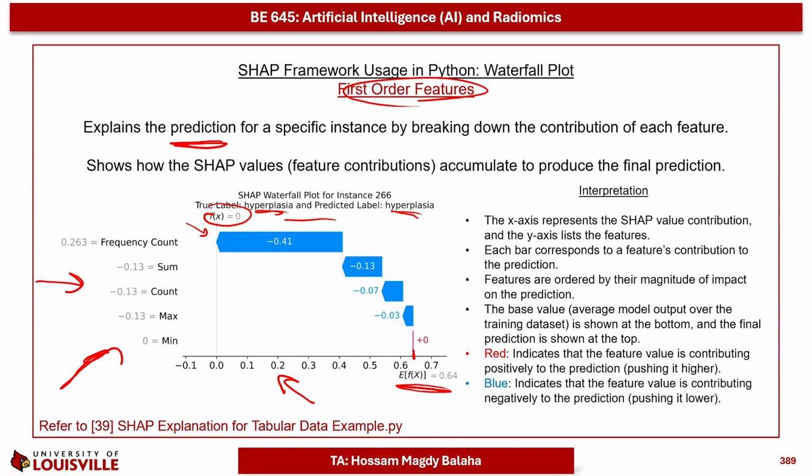If you find blue, this means that the feature value is contributing negatively to the prediction, pushing it lower, and this will be to the left direction with the negative sign. And if you see red, this means that the feature is contributing positively to the prediction, pushing it higher to the positive. So this is our base value. If it's lower than that, it's predicted to be class 0, which is hyperplasia.